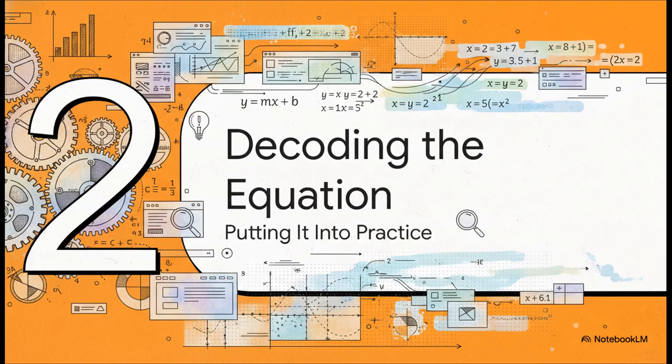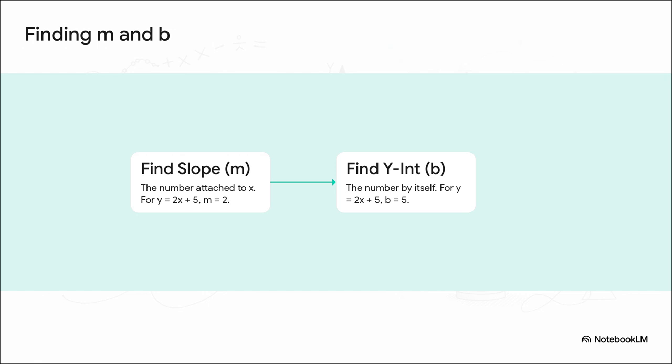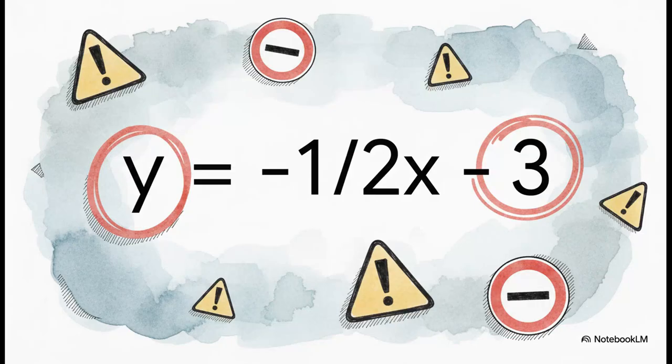All right, so theory's great and all, but let's see how this thing actually works with some real numbers. We're going to decode a few equations together. Let's start with a nice simple one, y equals 2x plus 5. Our only goal right now is to find m and find b. It's a super simple two-step process. Step 1, just find the number that's attached to the x. That's your slope. In this case, it's 2, so m equals 2. Step 2, find the number that's all by itself. That's your y-intercept. Here, b is 5. So our line starts at 5 on that vertical y-axis, and from there it goes up 2 for every 1 it moves over.